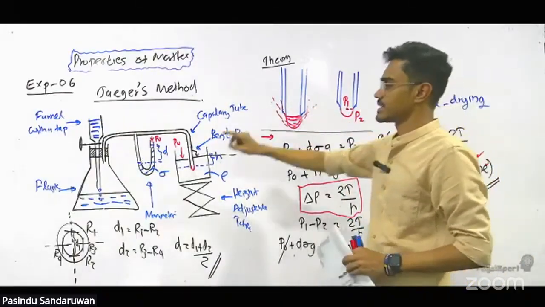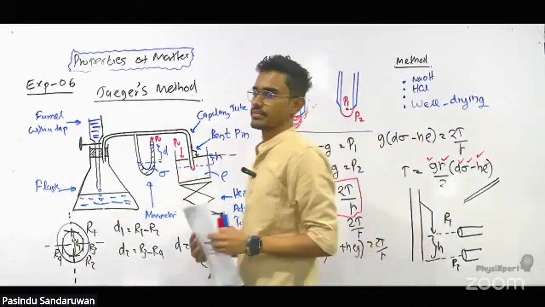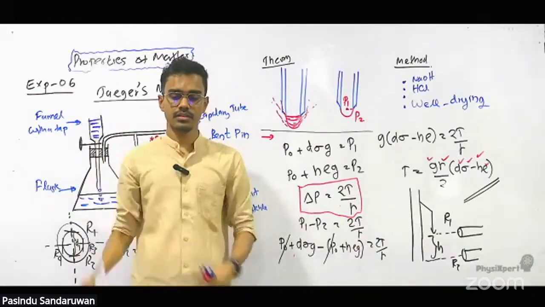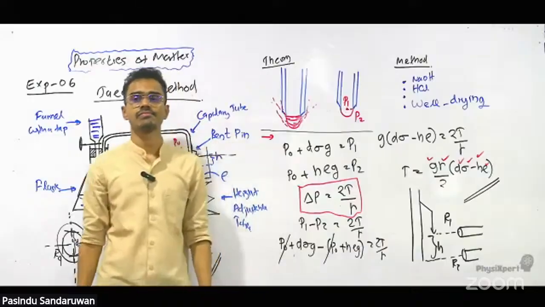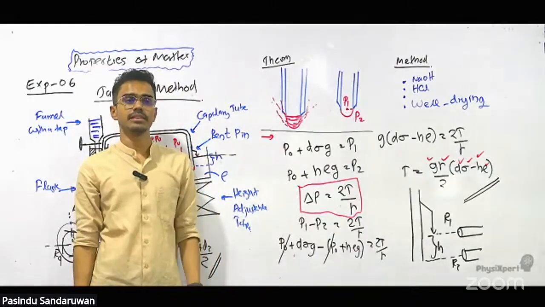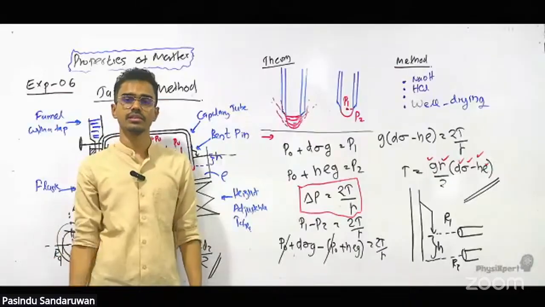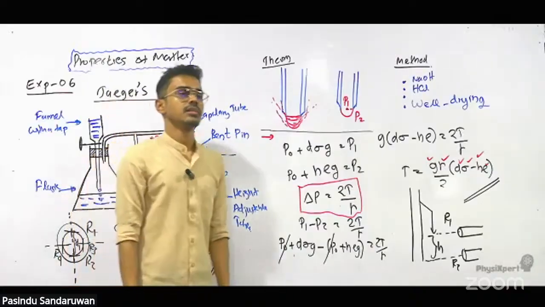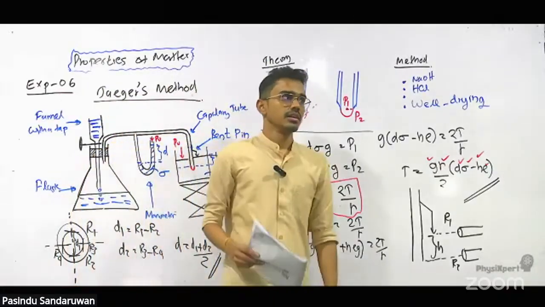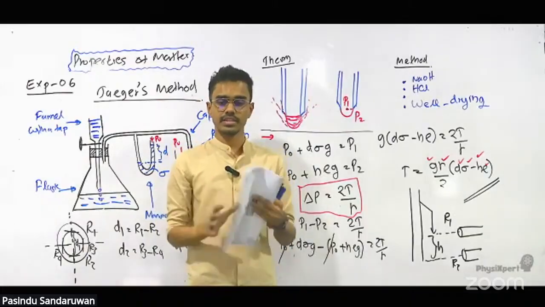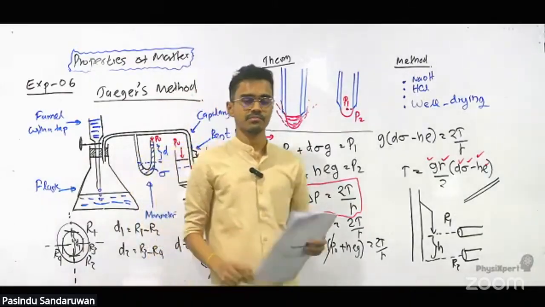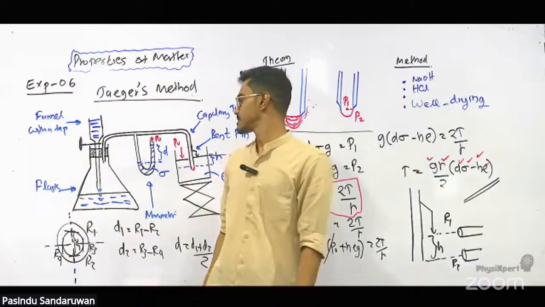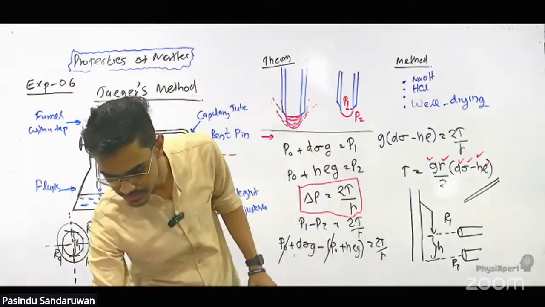A liquid with a lesser density is used for the manometer, within brackets, like kerosene. Kerosene's density is about 700. Right? Like kerosene, to get a considerable height, to minimize percentage errors.